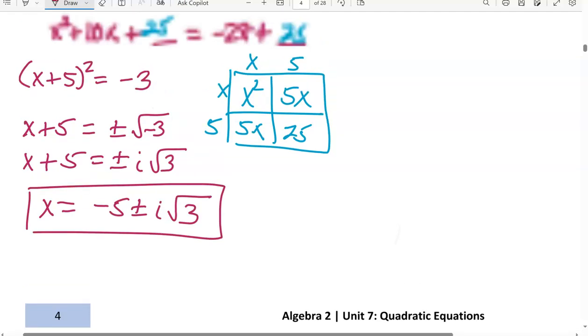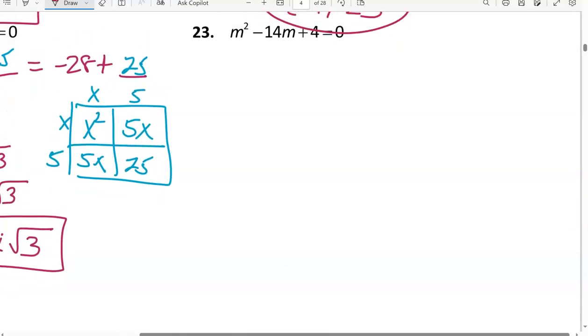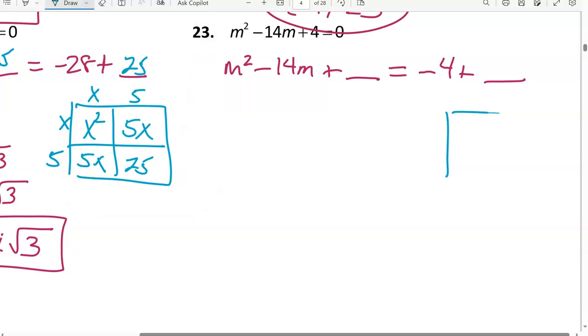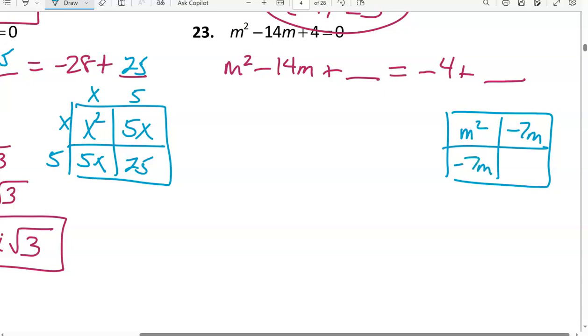In number 23, m squared minus 14m plus 4 is equal to 0. Since the squared term already has a coefficient of 1, all we need to do is add that negative 4 to both sides and insert plus blanks. Drawing the complete the square picture, m squared minus 7m, minus 7m. The two factors are m minus 7 and m minus 7. 49 completes the square.